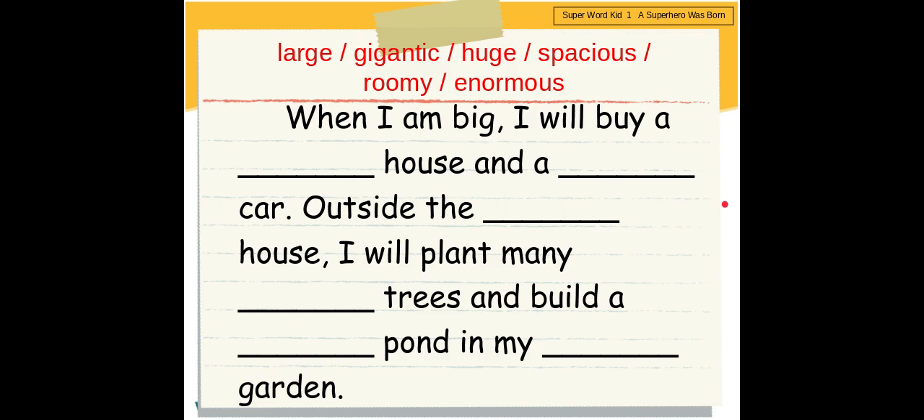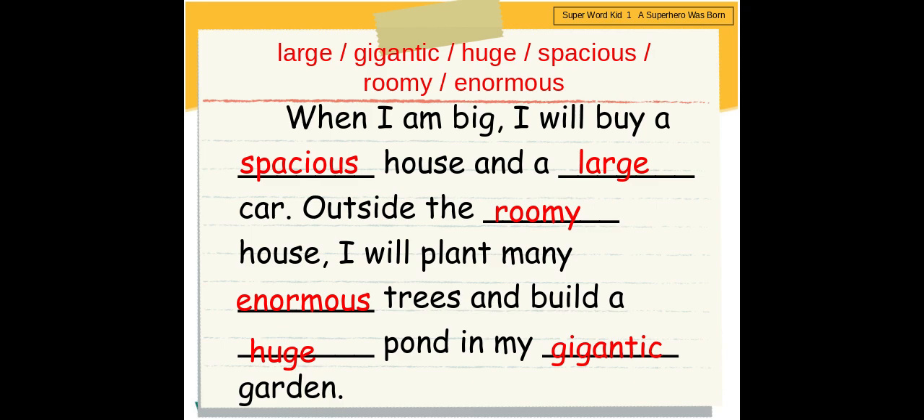So, let's see how they all fit within the story. When I am big, I will buy a spacious house and a large car. Outside the roomy house, I will plant many enormous trees and build a huge pond in my gigantic garden. Now, doesn't that sound so much more interesting and a little more specific, right? Can't you see it more descriptive? Remember, we've been talking about those sensory details and the descriptive words. Well, using those synonyms to find more descriptive words compared to your simple word will really enhance your writing.